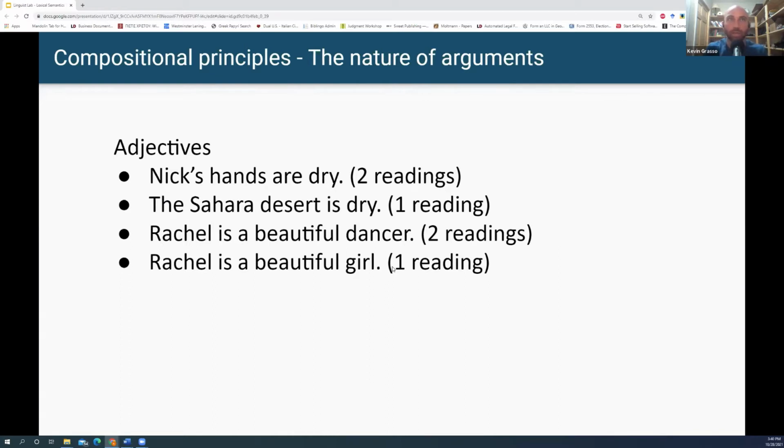Or it could be that Nick's hands have the property of being dry, right? So even if they're wet in this moment, his hands are still dry in that sense, right? Because his hands are just dry hands rather than clammy or moist hands.